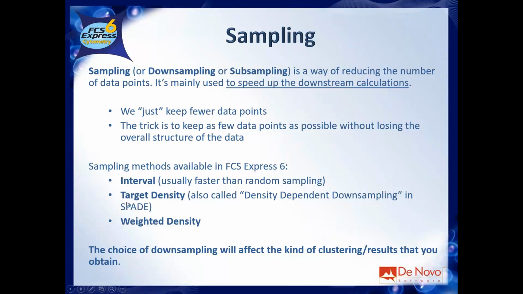The other two sampling options are target density and weighted density. Target density is also called density dependent downsampling, and this is the sampling that is used by SPADE. So you see that these two sampling types are dealing with density. You will see those two are really super useful when you want, for example, to increase the chance to sample a rare population. And we are going to deal with that in a few seconds.